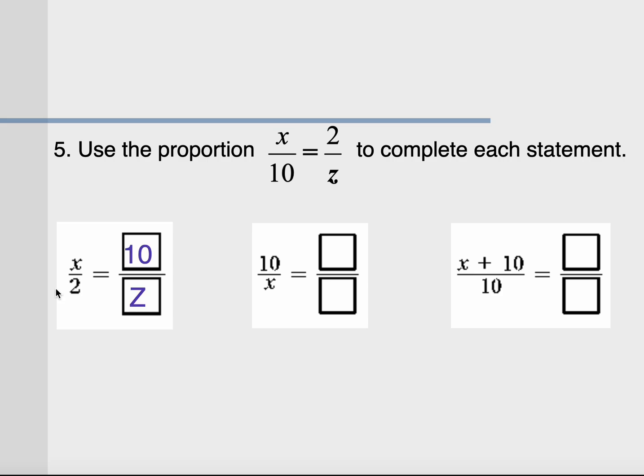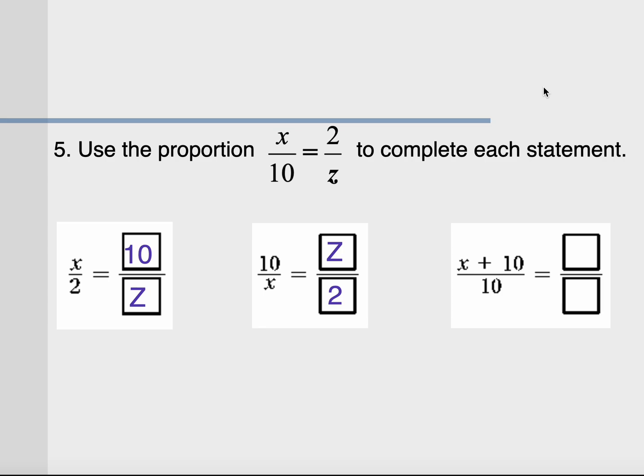If you got that, if they started with x over 2, they must be turning their head sideways and putting the fraction mark here, so that if you do the same thing with the other part of the proportion, it's 10 over z. If they started with 10 over x, they must have flipped the problem upside down, so it becomes z over 2 for the second fraction.